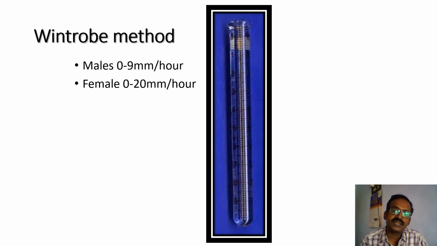On the ESR side, there is a 0 to 10 marking downwards. On the other side, for PCV, there is a 0 to 10 marking upwards. So we can do both ESR and PCV with the help of the Wintrobe tube. But the Westergren method is more accurate because we can measure for up to 2 hours by the Westergren method.